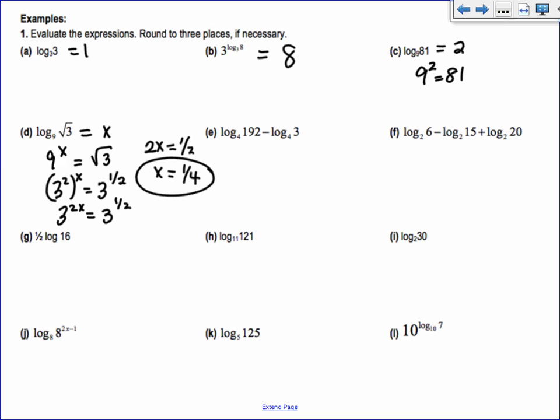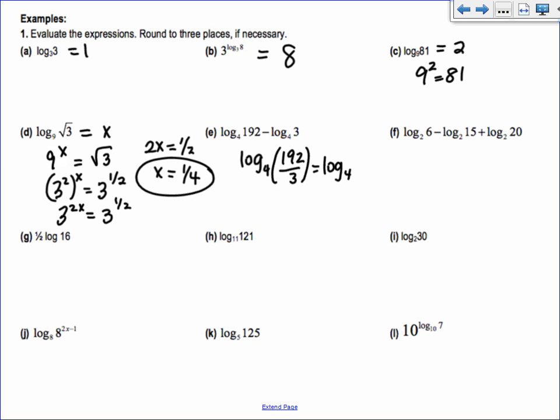Okay, how about here? Do not say it's log base 4 of 189. Don't say that either. What is it? What do I have to do? Division. 192 divided by 3. Do you guys know what that is?